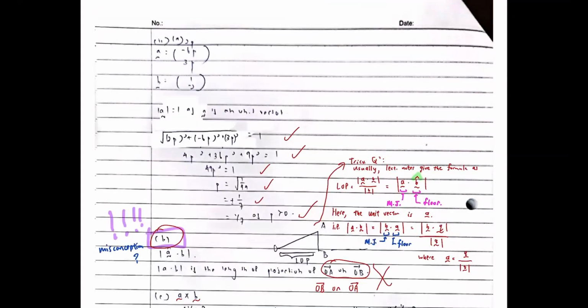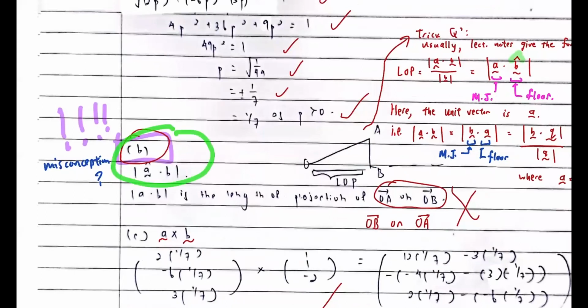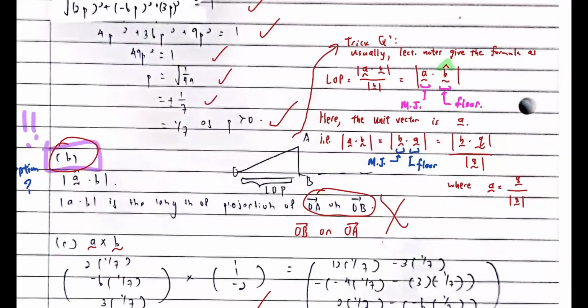Part B, misconception, length of projection. Identify Michael Jackson and the floor. The floor will always be the unit vector, so you need to phrase your answer correctly. Over here, they ask you, you have a-cap dot with a vector B. How do you interpret this geometrically? You said that it's the length of projection of vector OA onto vector OB. That is inaccurate. It should be OB onto OA. Do you know why?